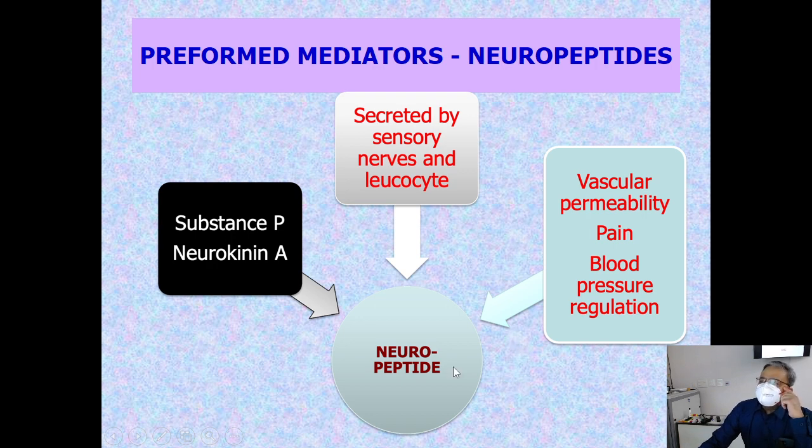So what's a neuropeptide? Neuropeptides are substance P and neurokinin. These are secreted by the nerves themselves. So you have nerve endings in the body. When there is inflammation, these nerve endings give away some amount of substance P, and that substance P in turn will stimulate other pain nerves, causing sensory perception of pain.